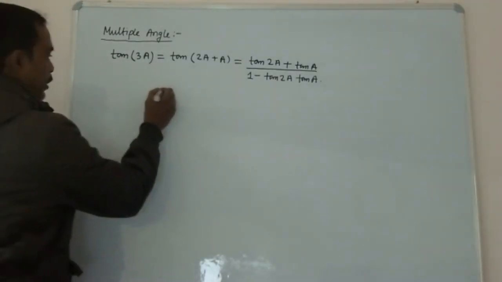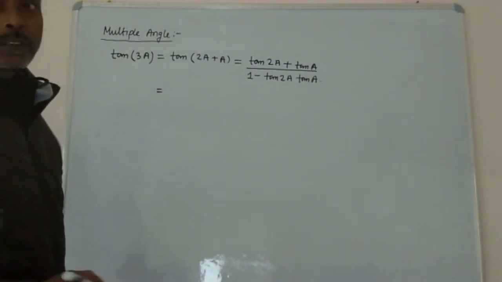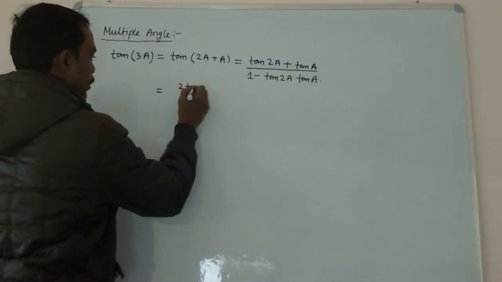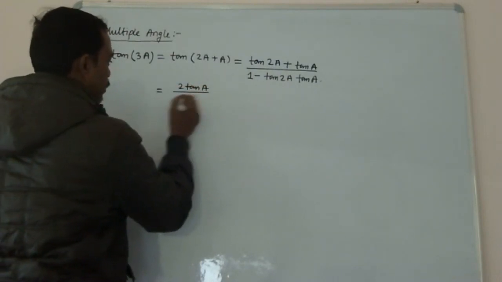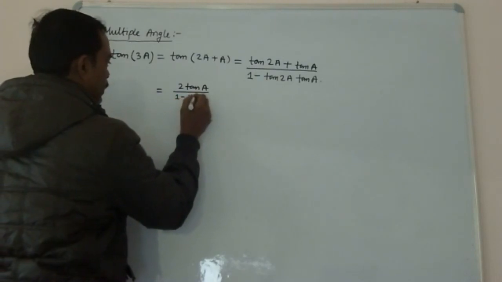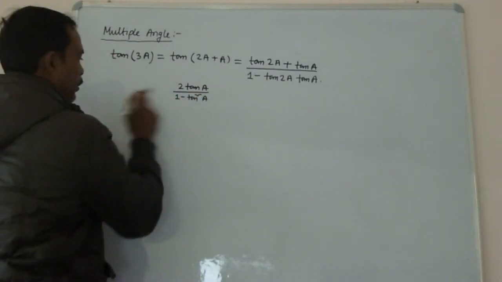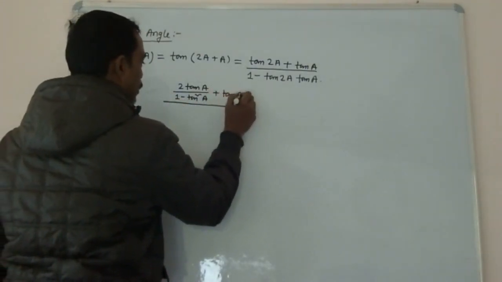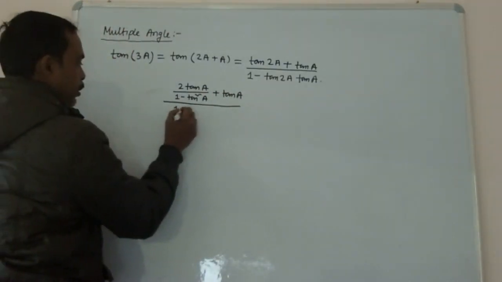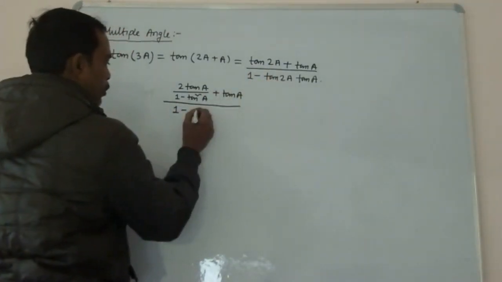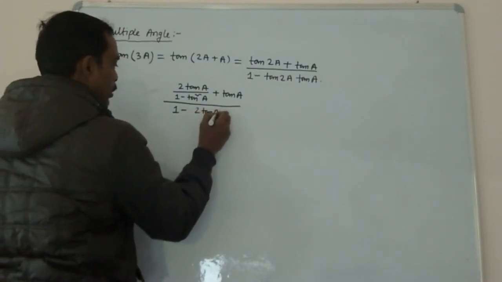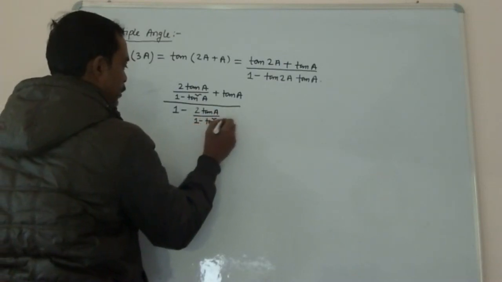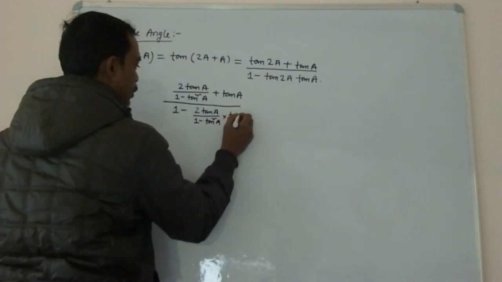Now, tan 3A is equal to this. What is the formula of tan 3A? Instead of this, tan 2A plus tan A divided by 1 minus tan 2A into tan A. The formula of tan 2A is equal to 2 tan A by 1 minus tan square A, so we write this into tan A.